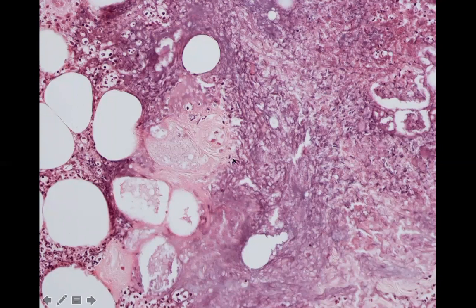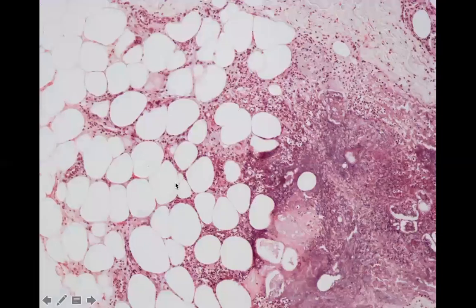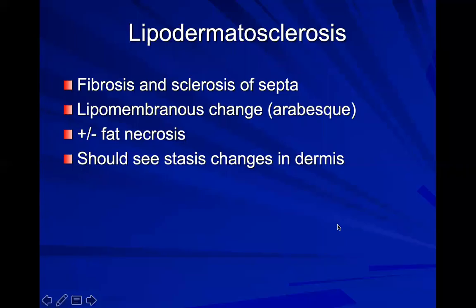So saponification is a word that's been used for this. Liquefaction is just this melting away and this kind of blue aggregated material that's happening among your fat. Here's a lower power view of that. So the neutrophils and the melting of your fat. Okay.